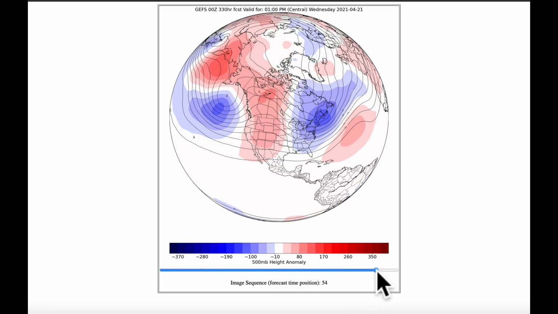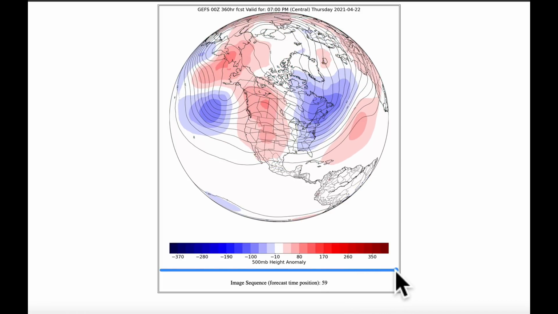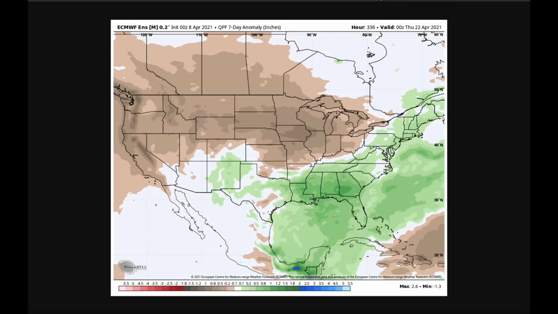Okay, as we get out there into the third week, does the pattern evolve? Well, the models suggest it does. We start to bring in more warmth as we get into the end of April here. But before we talk about that, let's at least have a quick look at precipitation patterns.